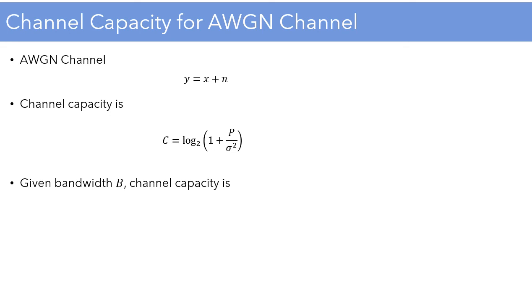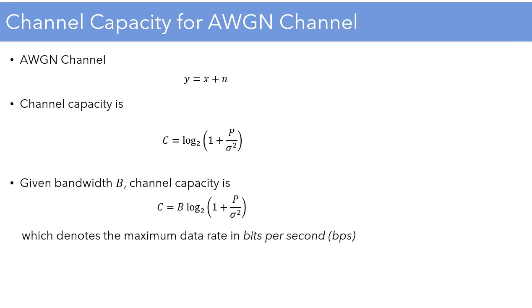So in that case, you can transmit B log2(1 + P/σ²). P/σ² is also known as the signal to noise ratio. If that is very high, you can achieve very high capacity. But if this is low, the capacity decreases. This particular theorem is known as the Shannon-Hartley theorem, and this gives the maximum data rate in bits per second, also said as bps. So this gives us the maximum data rate.